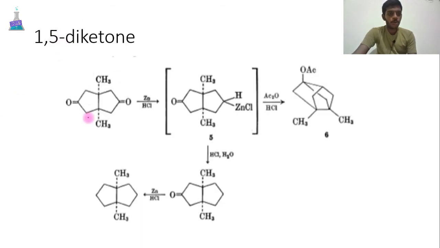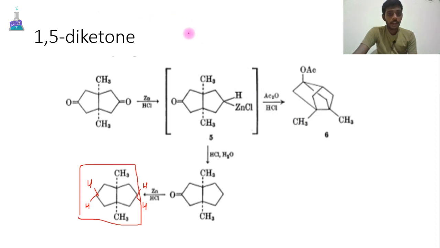This is a 1,5-diketone. 1, 2, 3, 4, 5. The 1,5-diketone in presence of zinc and HCl. One of the ketones is deoxygenated, and if we add another molecule of zinc and HCl, the other ketone is also deoxygenated, forming the alkane product. Here the methylene group will be formed, and here also the methylene group will be formed, and thus the product.